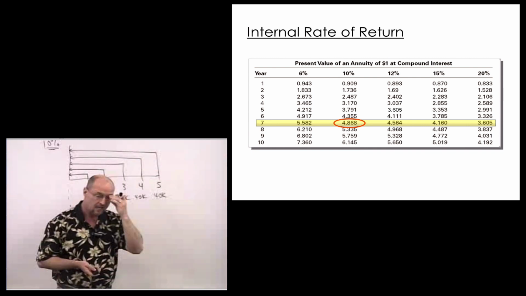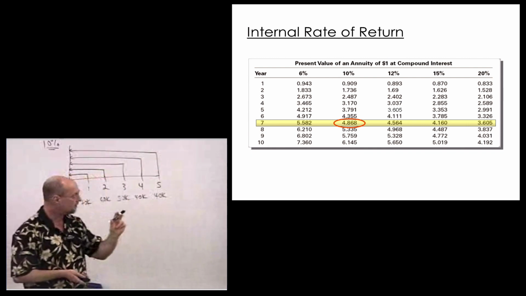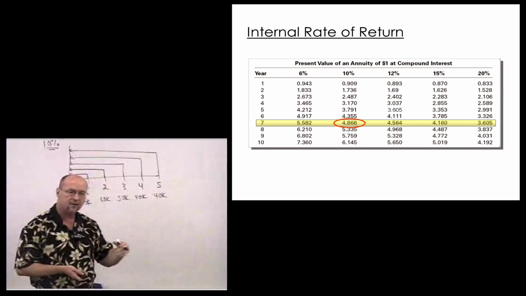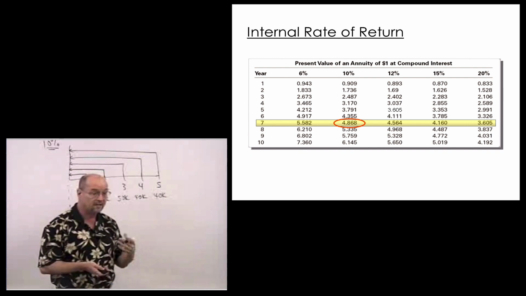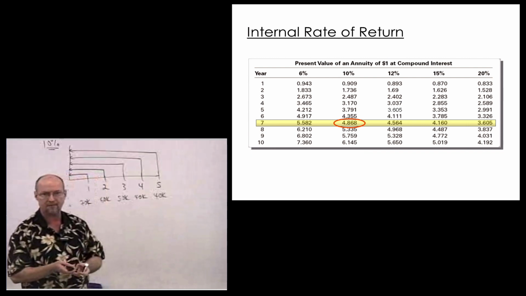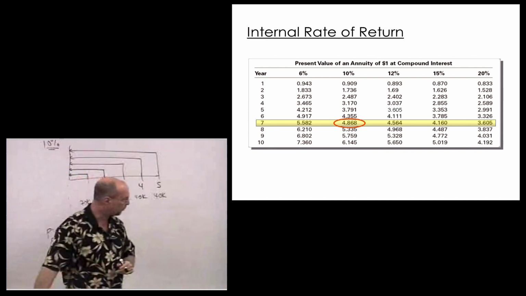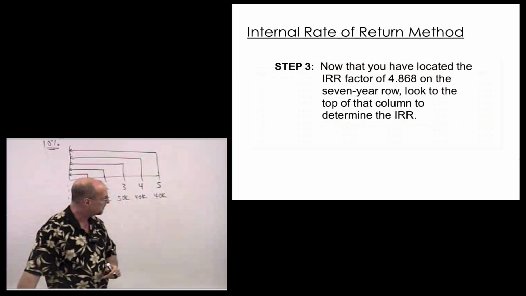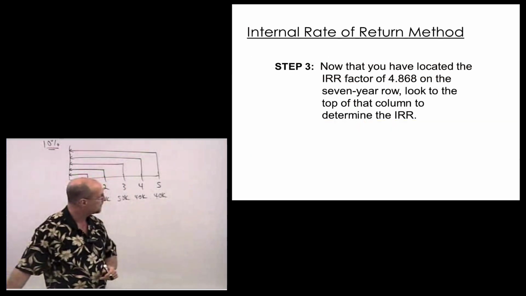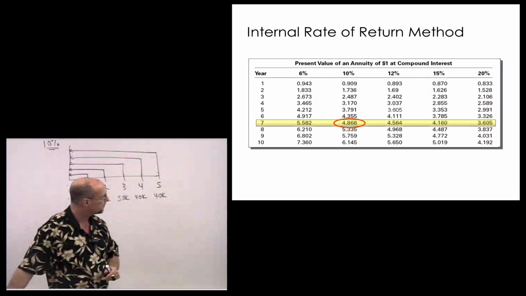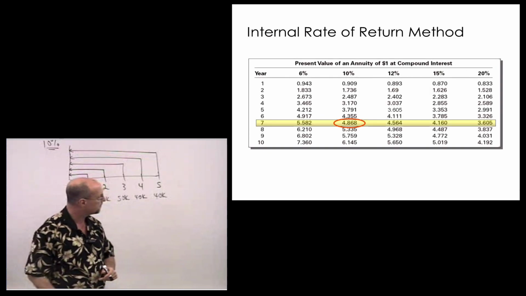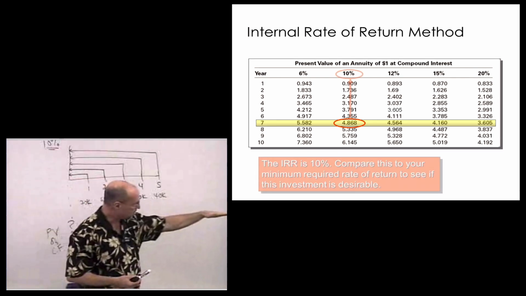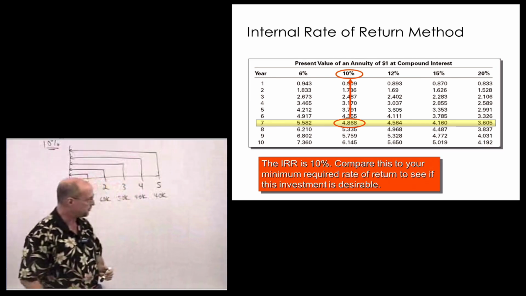Now, in reality, you're not going to fall right smack on a number. You're going to be in between, say, 10 and 12% or 10 and 11%. And then there are formulas you can use to say, well, the actual rate of return was 10.57. We're not going to look at that particular formula. So, there it is. Once you find the factor, useful life is the row, you go up, you find 10% is your rate of return.